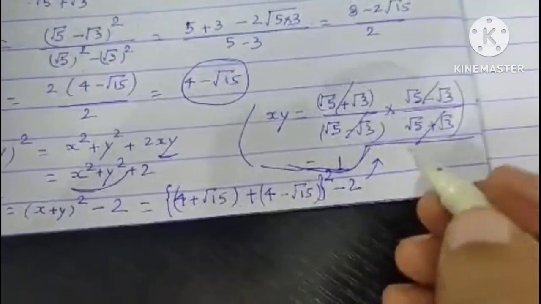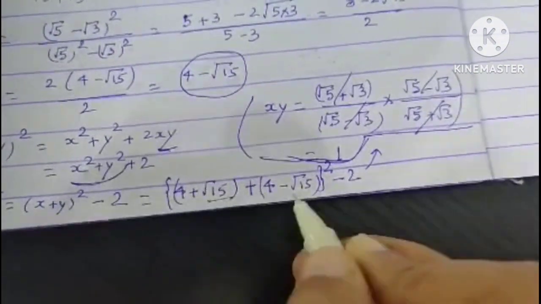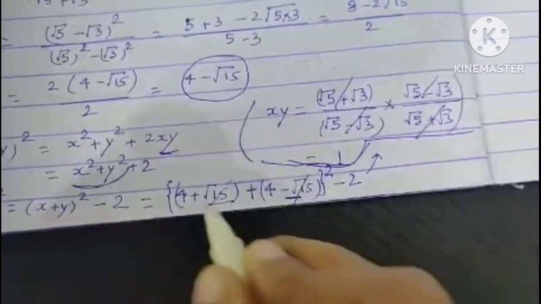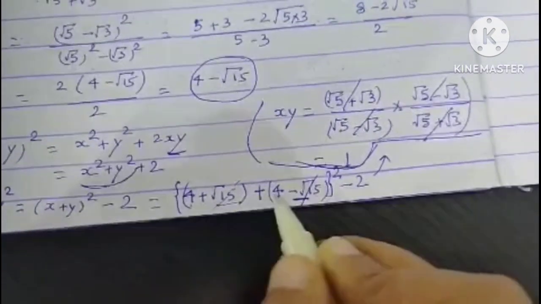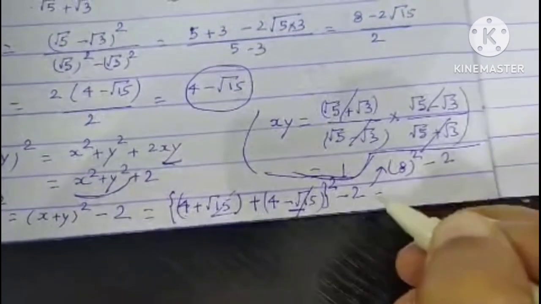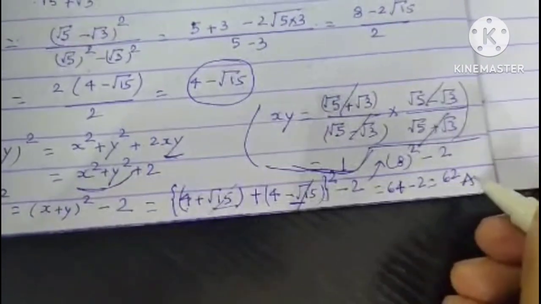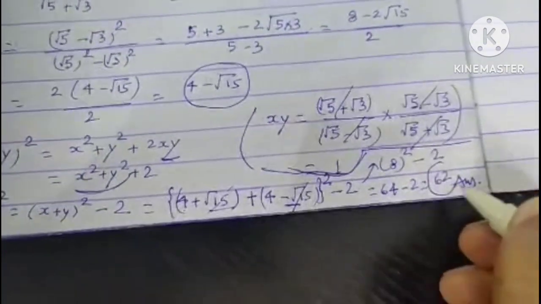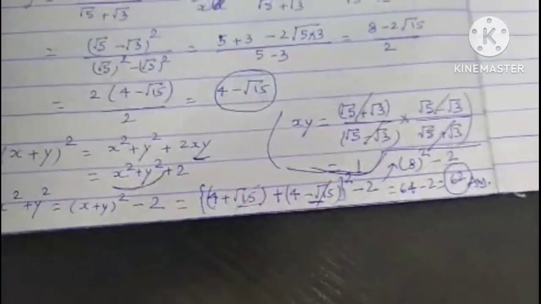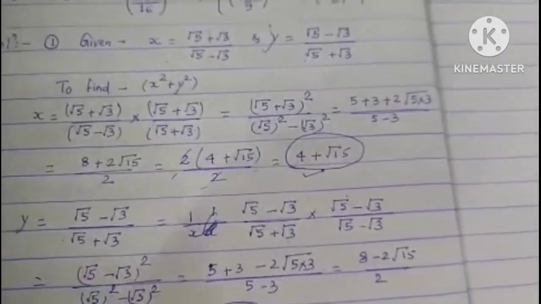So actually this root 15 will cancel out. This is plus and this is minus. So it is 8, 4 plus 4 is 8. So 8 square minus 2, that is equal to 64 minus 2, that is equal to 62 is our answer. Very easy question. Just subjective type question.